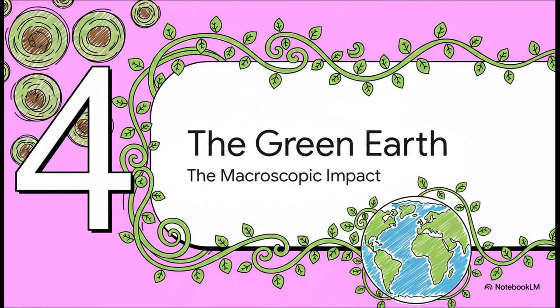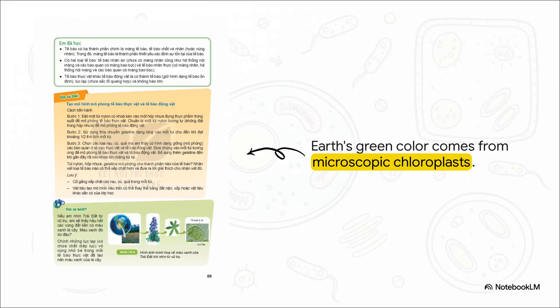Okay, final section. Section 4, where does the green Earth come from? The macroscopic impact. Let's do a complete pivot here, from the microscopic interior of a single cell straight to a breathtaking macroscopic perspective. Look at this. On one hand, we have the view of our Earth from space, featuring these massive, sprawling green continents. And on the other hand, a microscopic view of chloroplasts packed inside a single plant leaf.